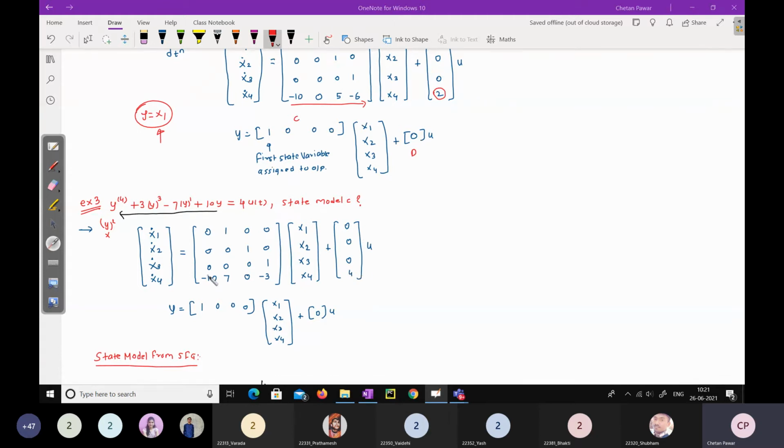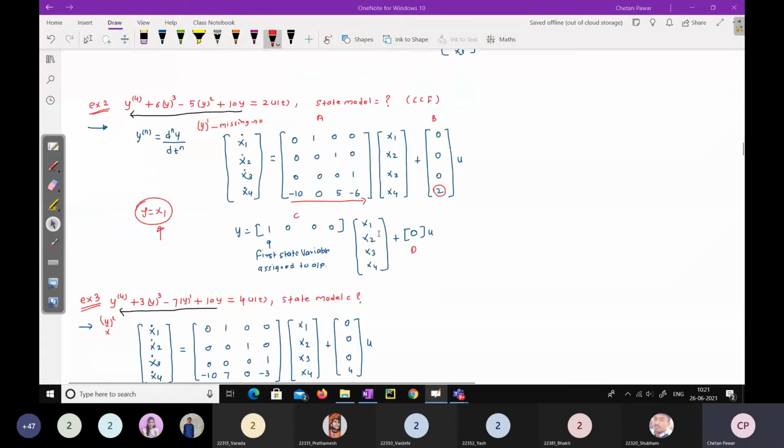Okay, so A and B we have found, and as we know, C has the fixed pattern 1 0 0 0. y is equal to x1. Okay, and there is no input. So like this way you can apply a shortcut technique to find out the state model. Okay, have you understood? Any doubt here?